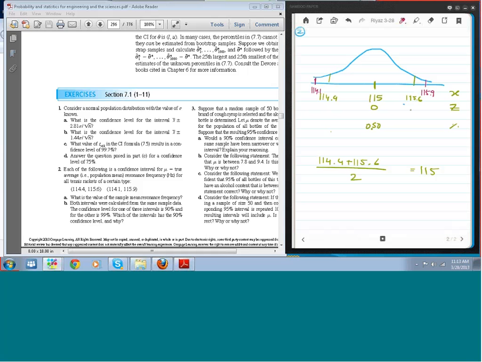Okay, now the next part of the question is both intervals were calculated from the same sample data. The confidence level for one of these intervals is 90%, and the other is 99%. Which one do you think is 90 and which one is 95 and 99?